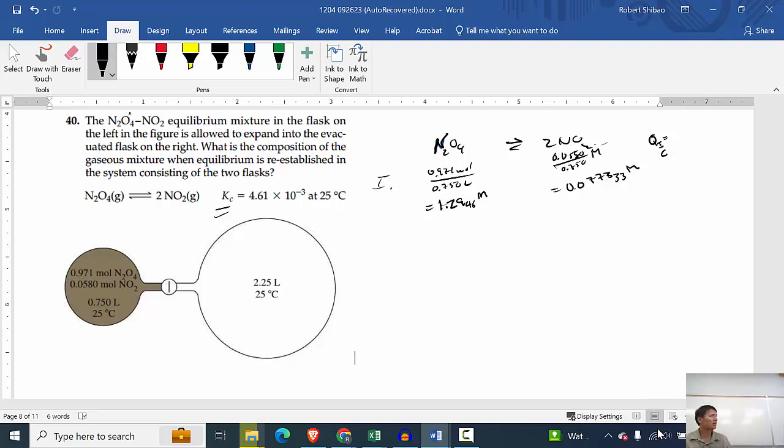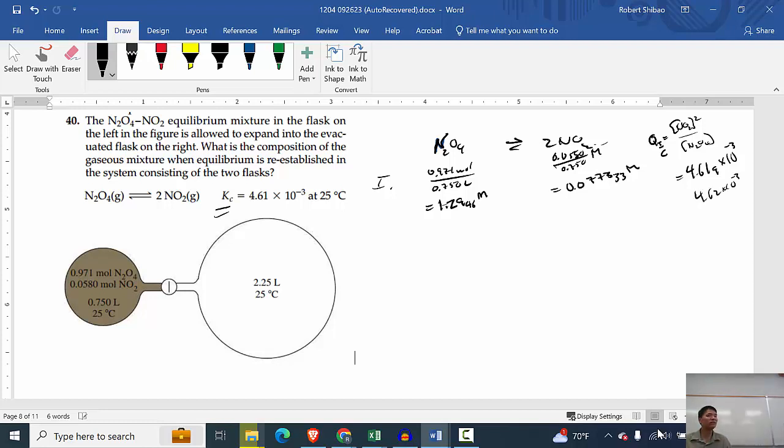So I'm then just going to take it. It's going to be the concentration of NO2 squared divided by the concentration of N2O4. These are the given, and so let's go ahead and calculate it. I'm going to just take the last calculation, square that, divided by 1.2946. And I get 4.619 times 10 to the minus 3. In other words, I got 4.62 times 10 to the minus 3.